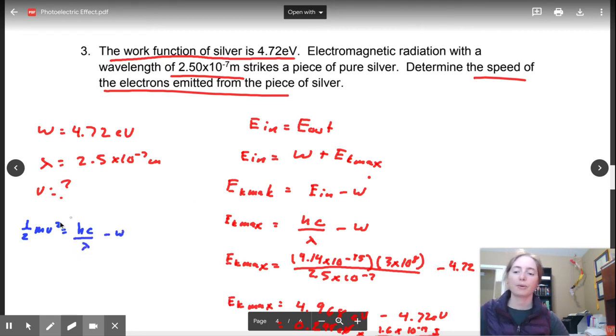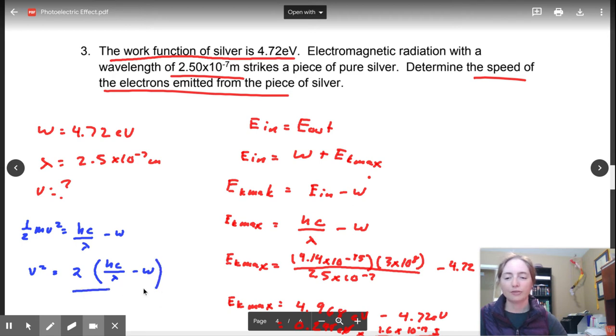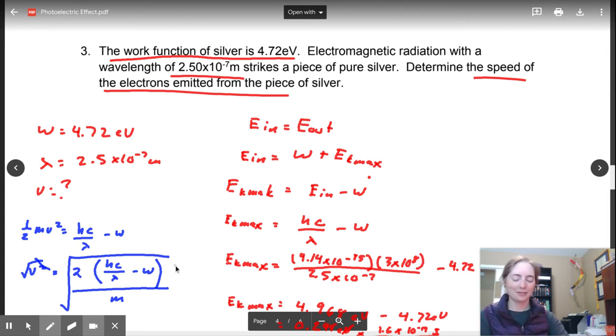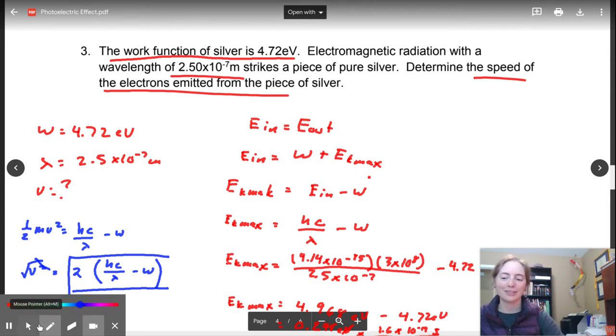Okay, well, I'm trying to find v here, so I'm going to multiply the lot by 2 and divide the lot by m. So my v squared is going to equal 2 times hc over lambda minus W, and then you divide the lot by m. Okay, then to get rid of that, you're going to square root both sides. There we go. So, ladies and gentlemen, we wind up with a lovely derived equation.